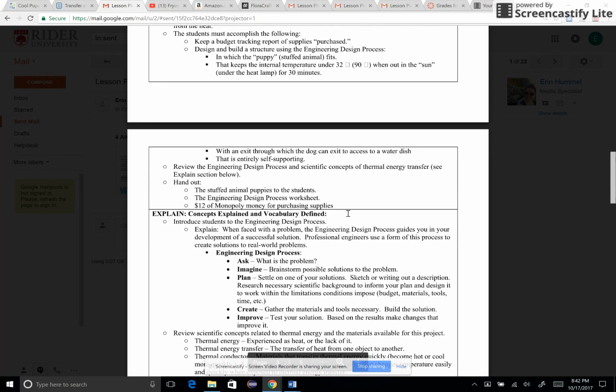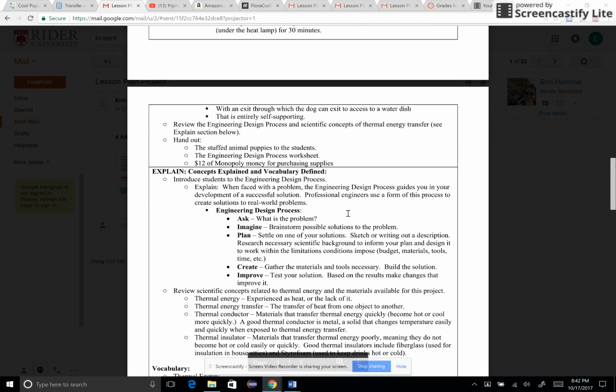Also, the structure needs to have an exit for the dog to leave the doghouse when it chooses to in order to reach a water dish. And the structure needs to be self-supporting. So with the students, we're going to review the engineering design process and the scientific concepts of thermal energy transfer.